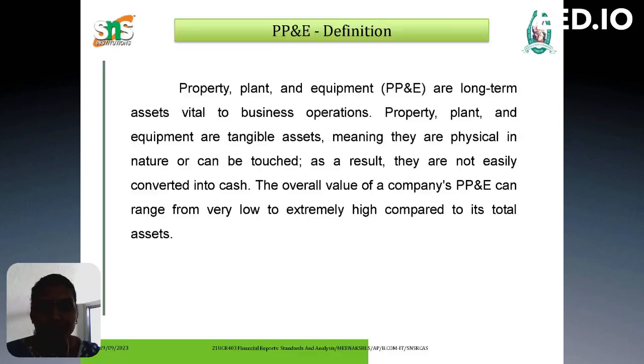What do you mean by property, plant and equipment? It means long-term assets vital to business operations. Property, plant and equipment are tangible assets, meaning they are physical in nature or can be touched. As a result, they are not easily converted into cash. The overall value of a company's PP&E can range from very low to extremely high compared to its total assets.